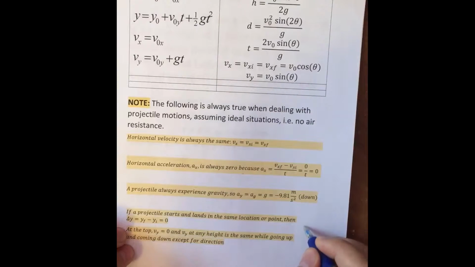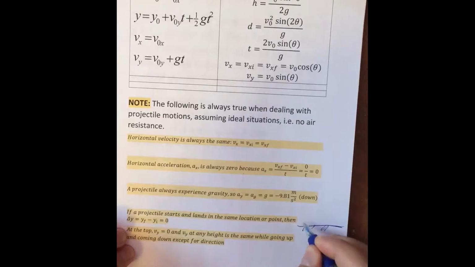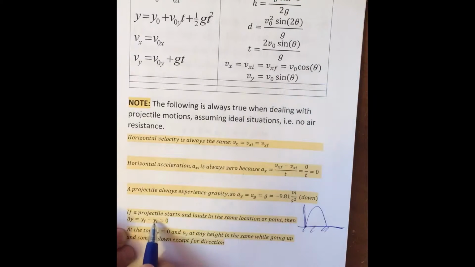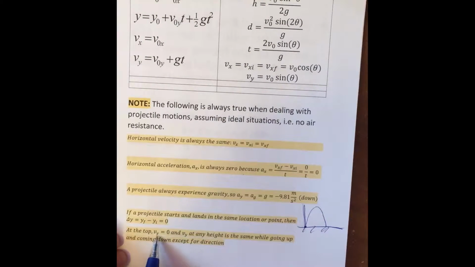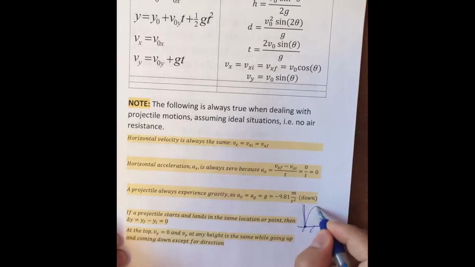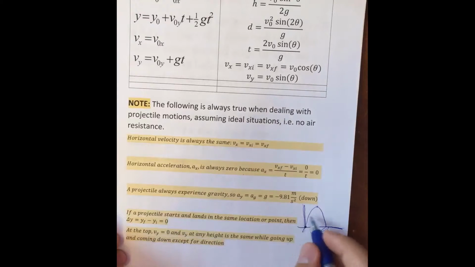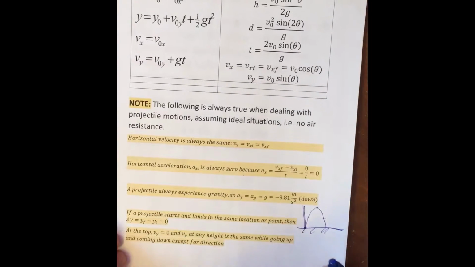Remember, if you have a projectile motion that starts, and this is the ground, if it starts from here and just goes up and comes back directly at the same spot, then delta y is 0, because it just goes up and comes back down. At the top, Vy is equal to 0. So at this point or this point, Vy is 0. At any height, as in the previous picture that I showed you, the velocities are the same. Remember that, it's very important.